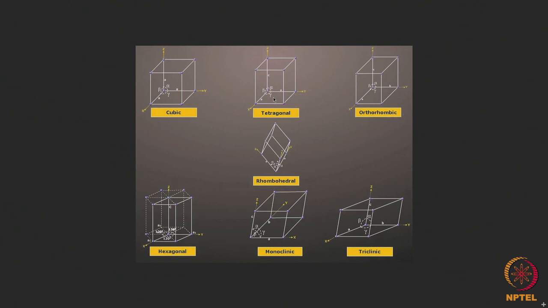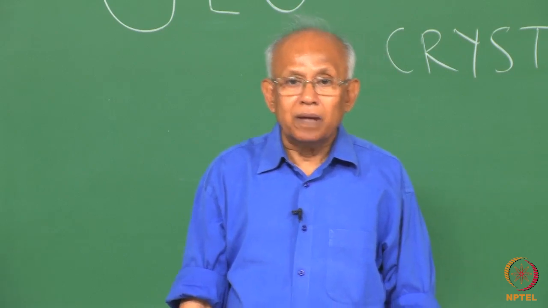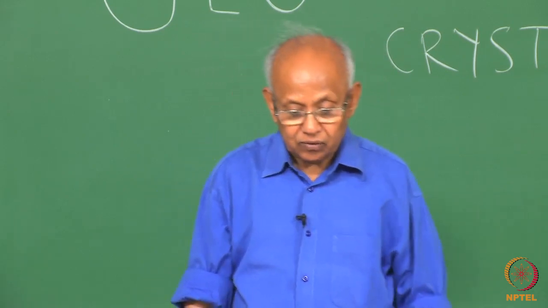In case of the orthorhombic unit cell, the parameters along x, y and z are all different. For example, A, B and C, they are not equal, they are all different, but the angles alpha, beta and gamma in this case, each one of them is again 90 degrees.